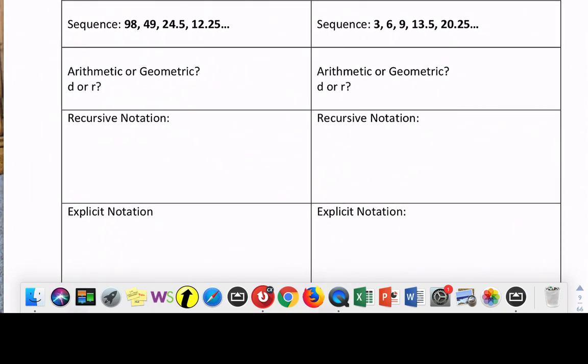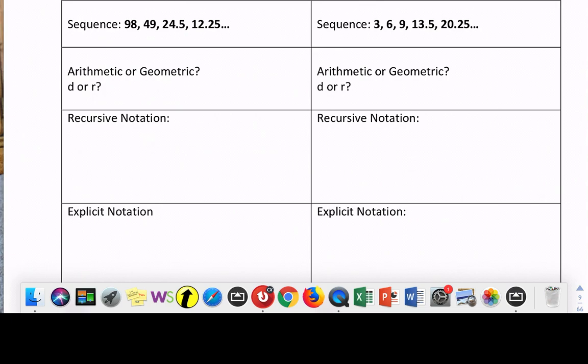Example 2 on our table, we want to figure out, is this arithmetic or geometric? What's the recursive notation? And then find a certain value. Okay, so again, yesterday we focused on arithmetic. We're going to take a look at geometric right here. Okay, so first of all, is this arithmetic or geometric? Is there a common difference or common ratio?